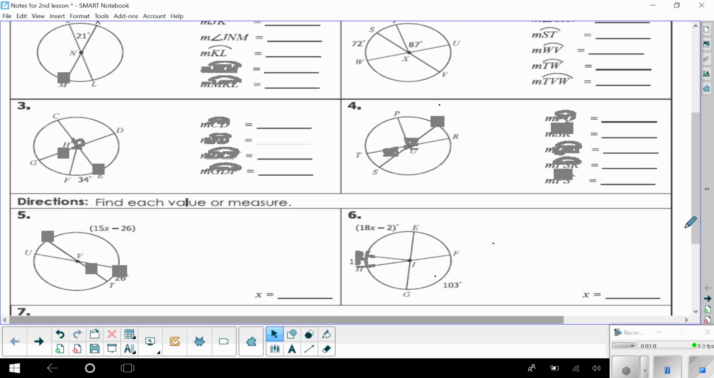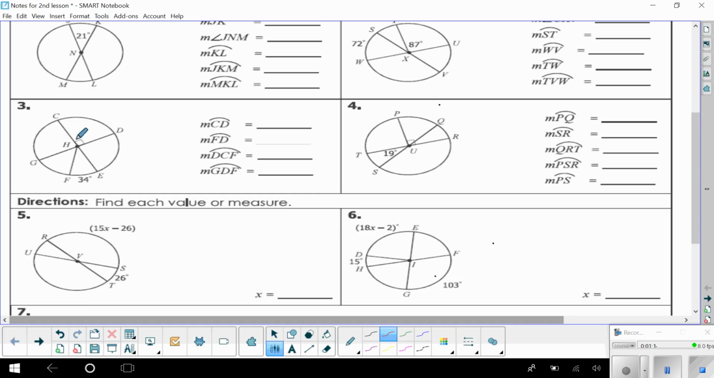All right, let's go down to problem number 3. So problem number 3, this right here is 90 degrees, which makes this arc 90. If that's 90 degrees, so is that one, which makes this 90 degrees. So first things first, this right here is 90 degrees.